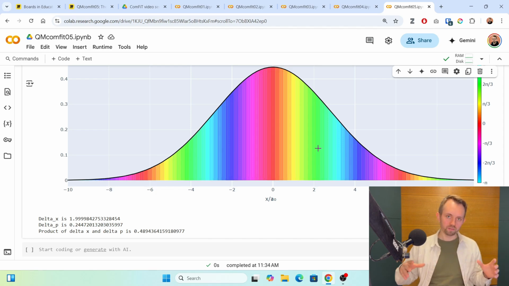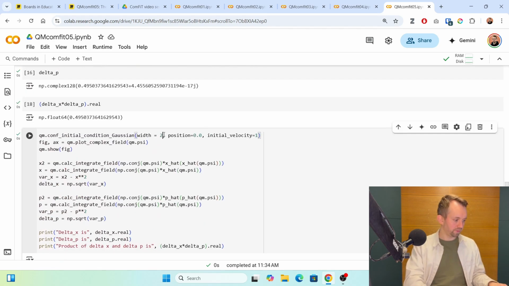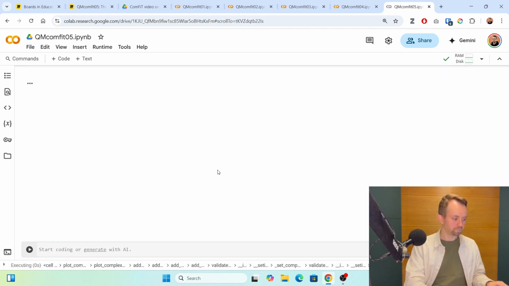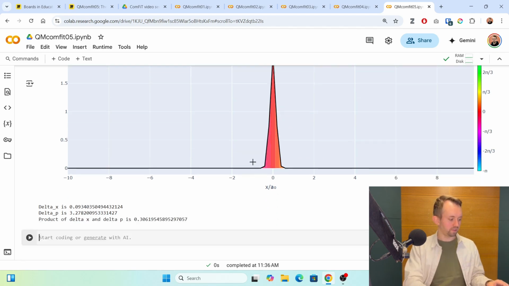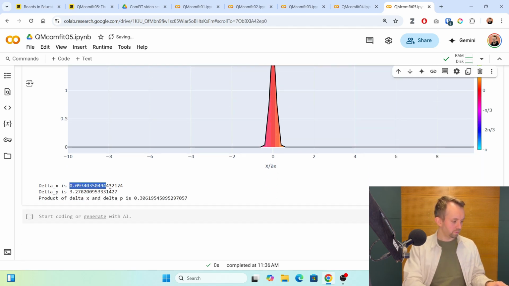And the other way around, if it's very sharp, like if I set the width to 0.1, then the position is going to be very clear, but it's very hard to determine the phase gradient in this. So you can see that here the variance in x is 0.09, whereas the variance in p is 3.7. So it's very unclear, and the product is actually 0.30.